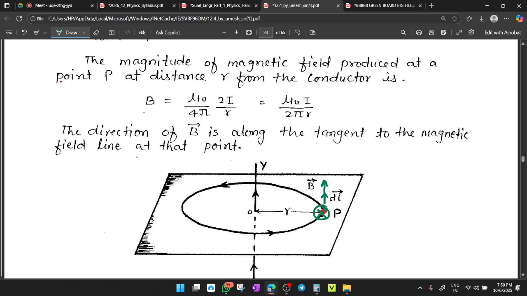Now the magnitude of the magnetic field is given by B equals mu naught upon 4 pi times 2 I upon r, that is equal to mu naught I upon 2 pi r. Clear? So this is the magnetic field at that point. The direction of the B vector is along the tangent of the magnetic field line. Everyone knows that the direction of the magnetic field is given by the tangent at any point. Yes or no?